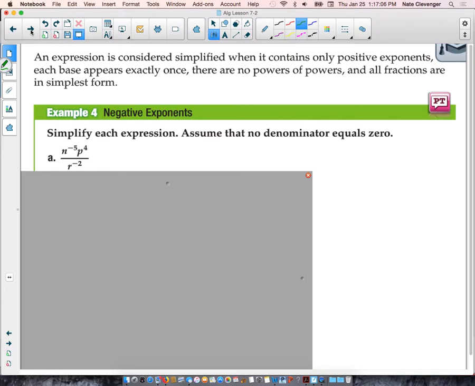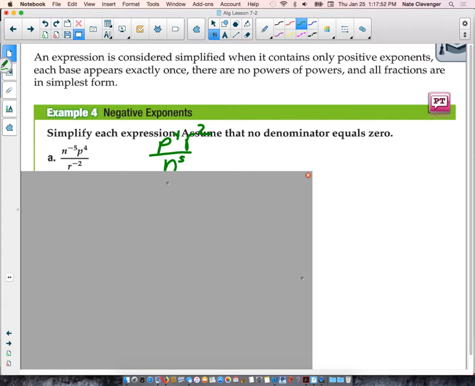Okay, here we go. Simplify each expression, assume no denominator is equal to 0. Simplify it so that it gives you positive exponents. The p to the 4th is already positive and there's nothing to combine it with. The n to the negative 5th is on top, so if I want to make that a positive 5, I have to cross the fraction bar to trip that signal. So I'm going to have p to the 4th on top, n to the 5th on bottom, and the r to the negative 2nd on bottom, I have to trip it by going over the fraction bar to the top, r to the 2nd.